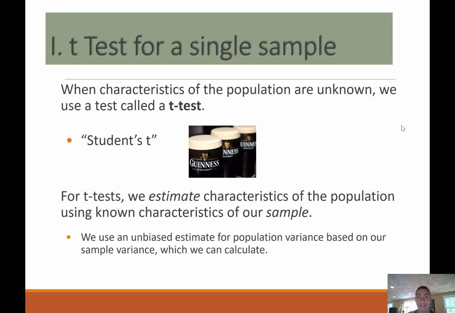We can't use the z-test anymore if we don't have that information, and we must use a different test, and that test is the t-test, using a test statistic called student's t.